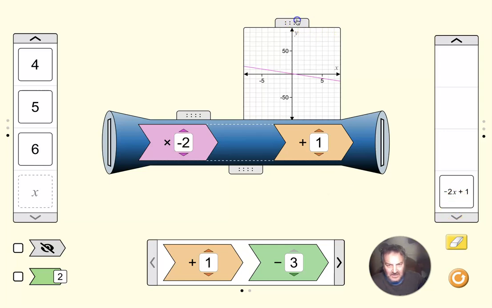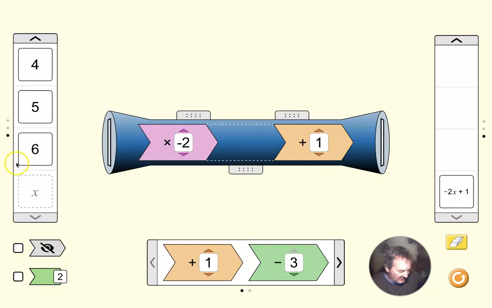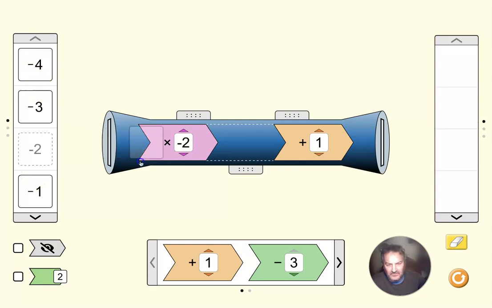Okay, let's get rid of that. And then let's put in some values. So let's put in negative 2. We could put in whatever we want, really. And we put negative 2 in for x. Then the output is going to be 5, right? So negative 2 times negative 2 is 4. The negatives cancel each other out, plus the 1. That equals 5. All right.